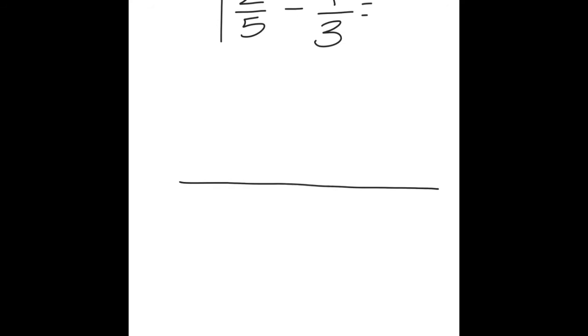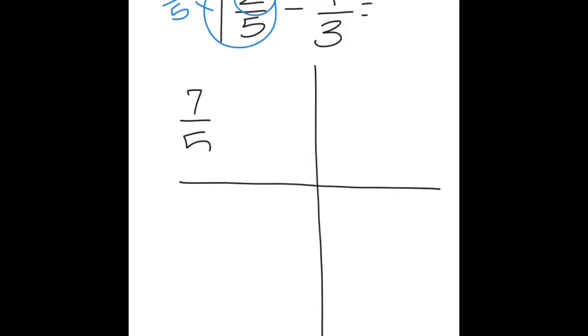All right, we have 1 2/5 minus 1/3. Setting up our 4 squares. All right, now let's rewrite this mixed number. If I have 1 whole, that's the same thing as 5/5. 5/5 plus 2/5 is going to give me 7/5 minus 1/3. Listing my multiples of my denominator, so I have 5.